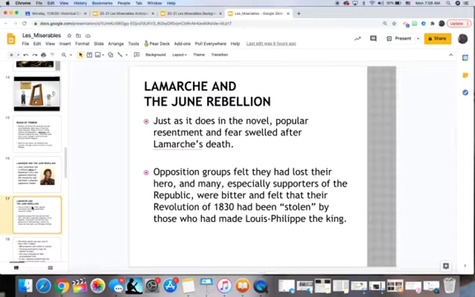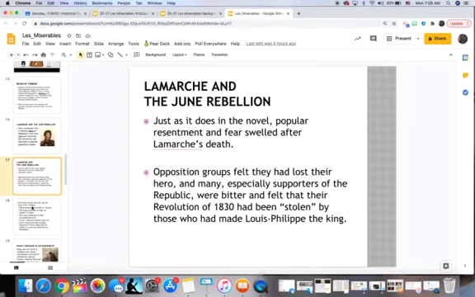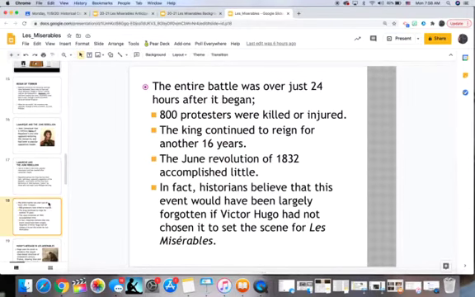They felt like the revolution of 1830 had been stolen by those who wanted Louis Philippe to be the king. And so they organized what's known as the June Rebellion, which is going to serve as a very key scene in Les Miserables, both the novel and the film. There was a June Revolution battle that lasted just over 24 hours. It wasn't that noteworthy, but Victor Hugo does use it as a central point of climax in his novel.